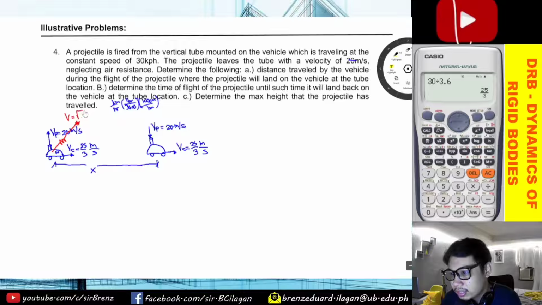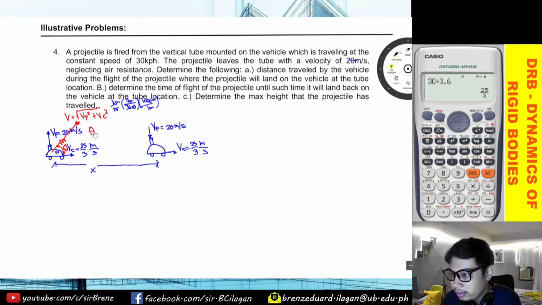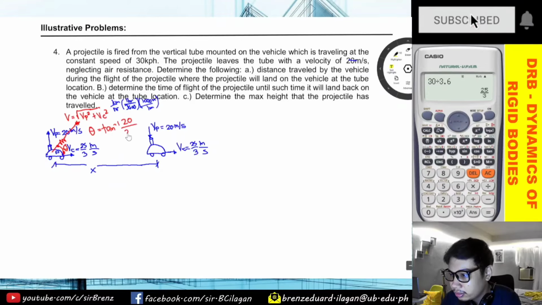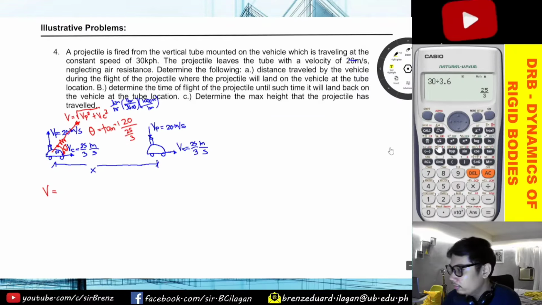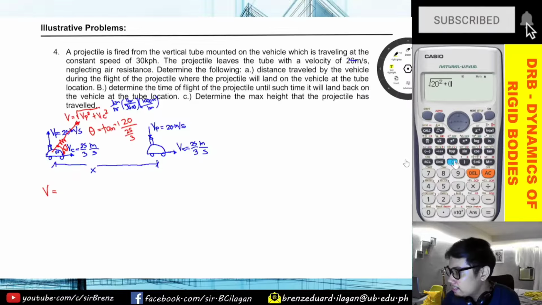So, this is just equal to Vp squared plus the velocity of the car squared. And the angle here, this one, is equal to theta. And your theta can be computed as arctangent of the opposite, 20, all over 25 over 3. Okay, so let's check the value of our total velocity.